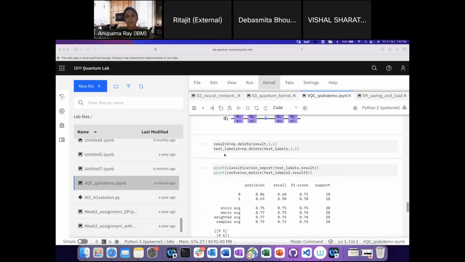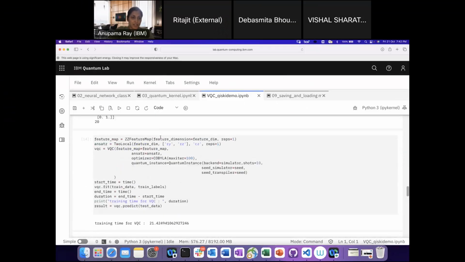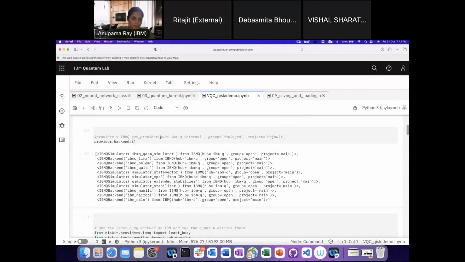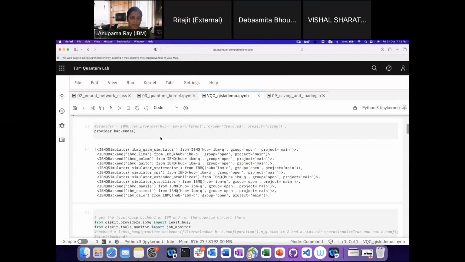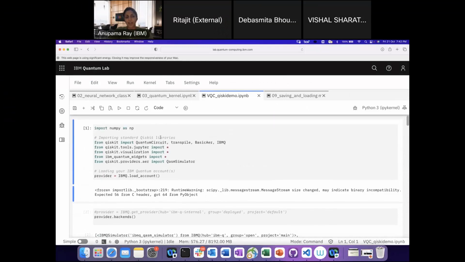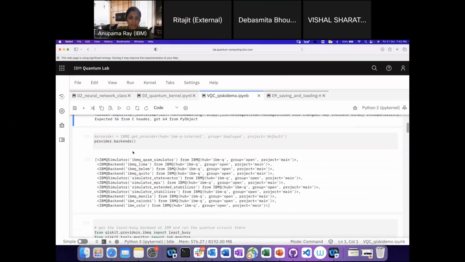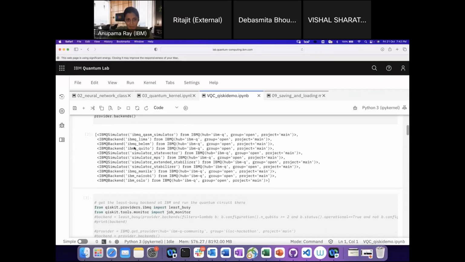So this is one demo that I normally did. Maybe I can go over this. Let's look at a demo code first, and then we'll look at the warm start problem. Okay, so this is a VQC demo. You have these import statements, and I have access to some providers. I've listed these providers, and these are open access. So you all should have access to the same providers.